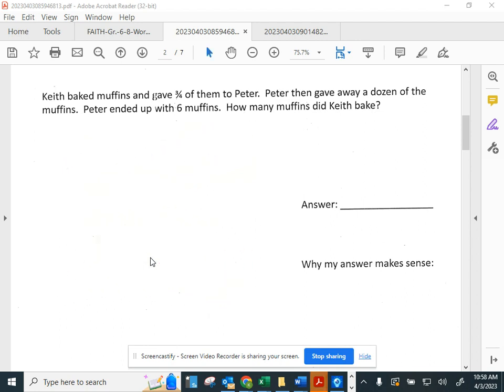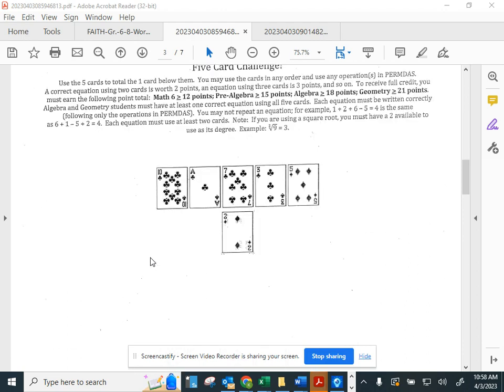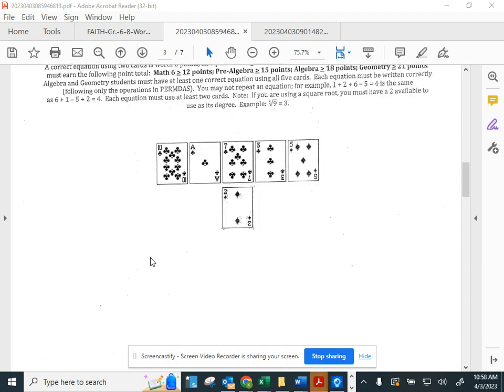All right, our next page is our 5-card challenge. I still have people that are putting multiple equal signs into one equation. That's not how an equation works. An equation only has one equal sign. So I need everybody on this page. So we're all hearing this. Everybody should be on the 5-card challenge page.